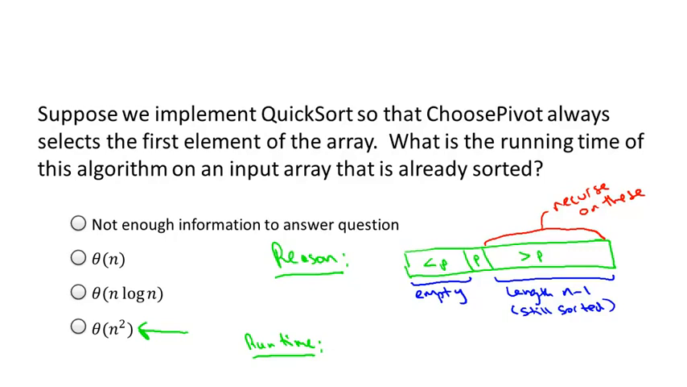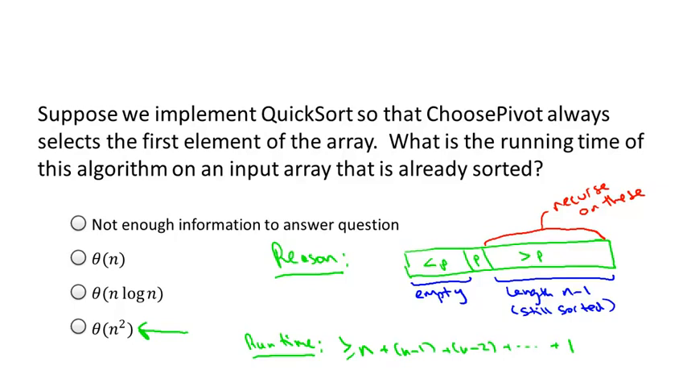So the runtime is going to be bounded below by the work we do in the outermost call, which is on an array of length n, plus the amount we do in the second level of recursion, which is on a subarray of length n minus 1, plus n minus 2, plus and so on, all the way down to plus 1 for the very last level of recursion.